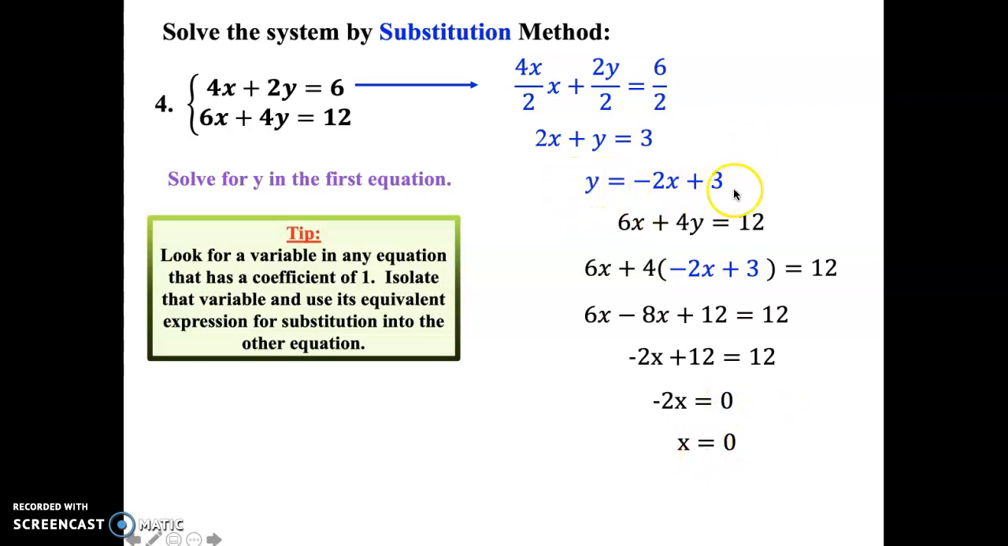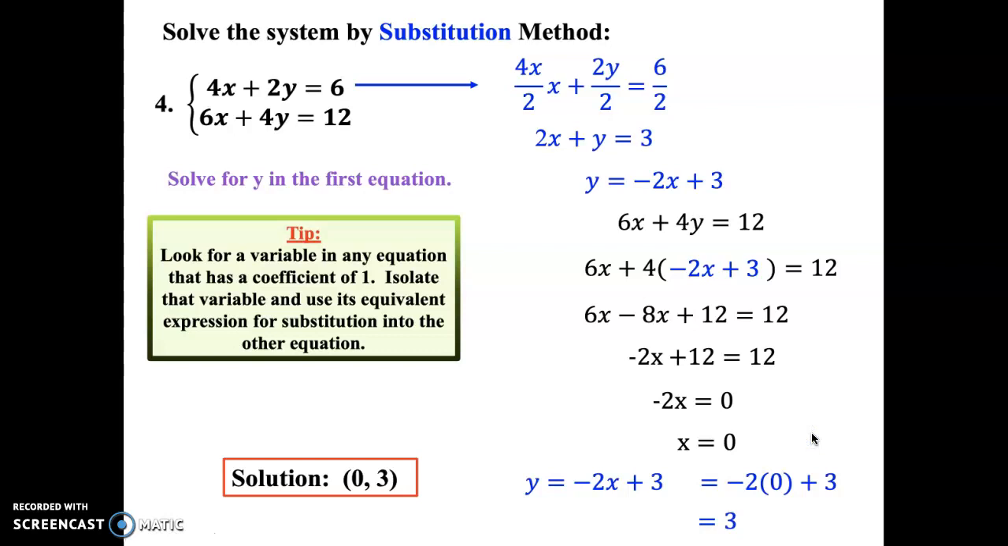I'm going to go back to this equation right here and find out what y is. So I'm going to use this equation. I'm going to put in a 0 for x. This term becomes 0, and I see that y equals 3. So my solution is 0, 3. Now to check my solution, I would plug that x coordinate and y coordinate into both of these equations and make sure I've got true statements. I'm not going to do that in the interest of time.